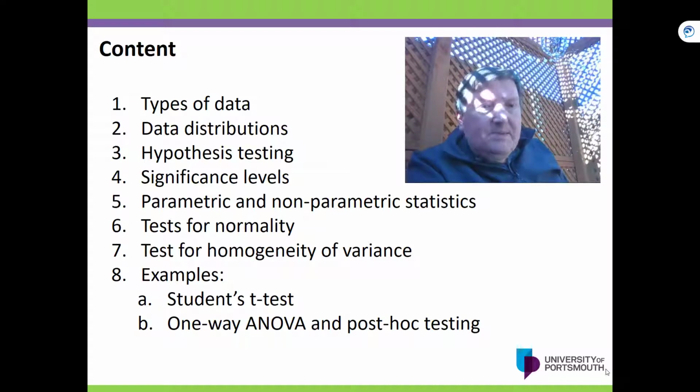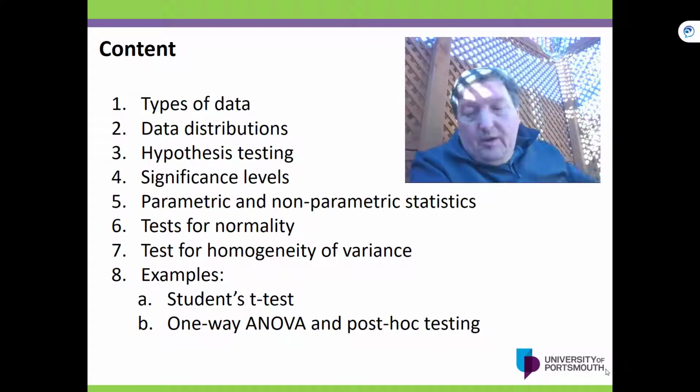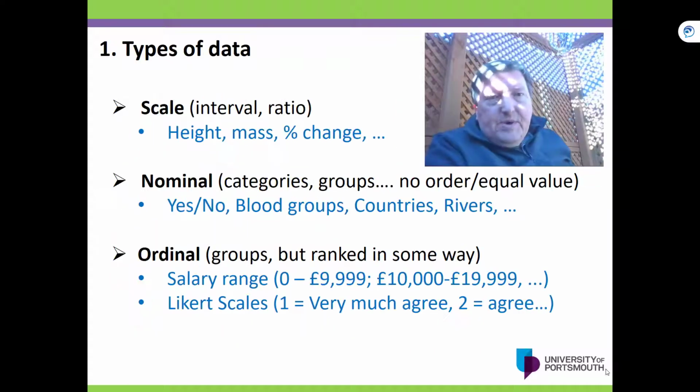There's different types. Tests for normality, which might sound a bit interesting. Tests for homogeneity of variance, and then we'll go through some examples. We'll look at the student's t-test, and we'll look at one-way ANOVA, and post hoc testing, which is associated with the ANOVA.